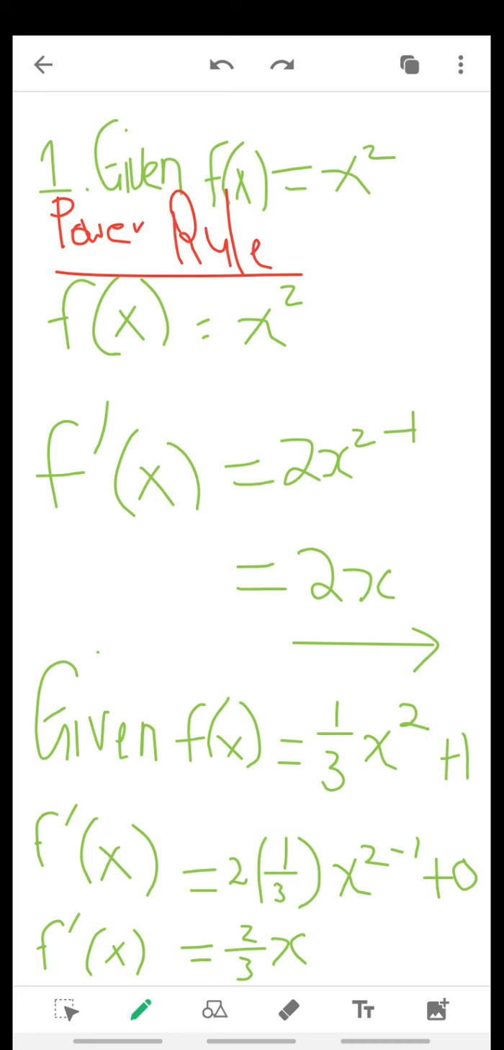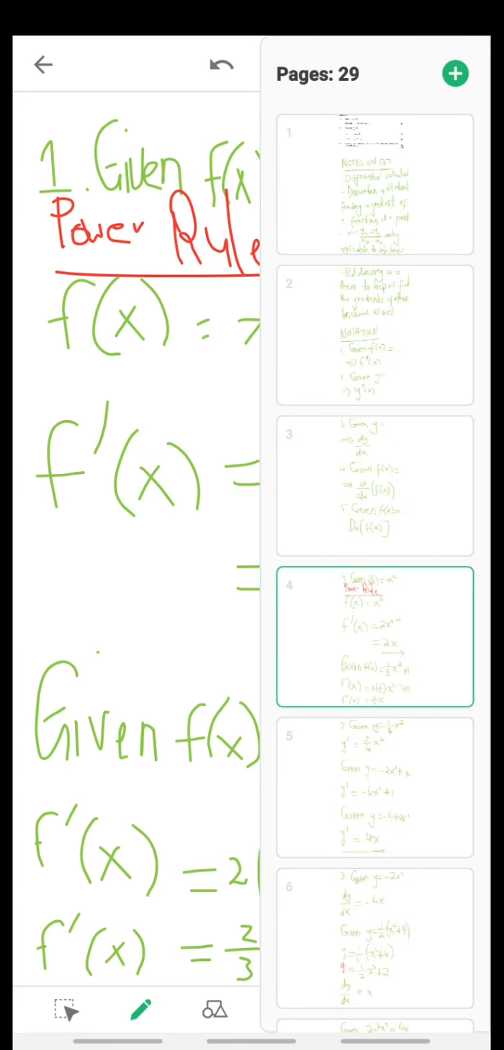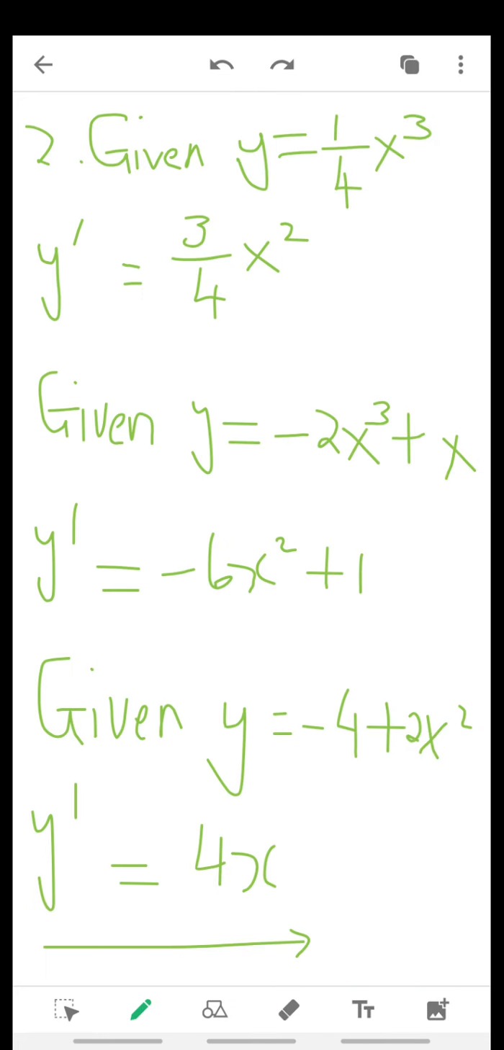But in the final step, I don't have the plus 0, because the additive property of 0 is that if you add any number to 0, the answer will be that number. So the derivative of f is equal to 2 over 3x, using the power rule. And then let us go to the next example.